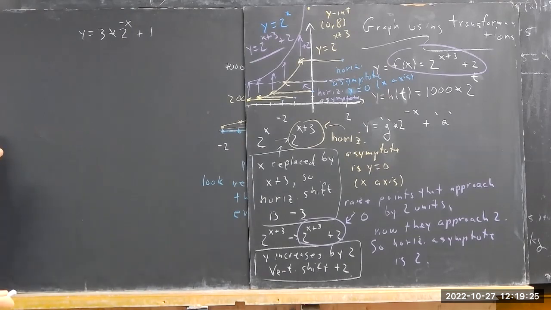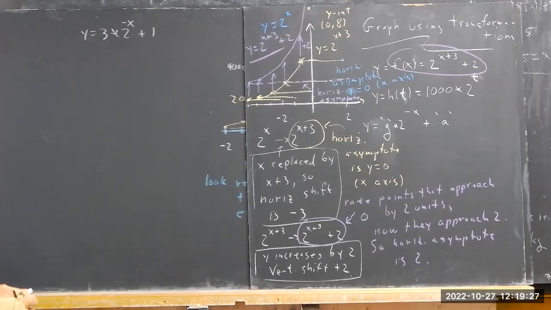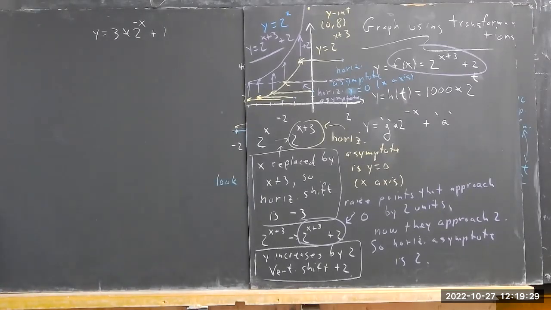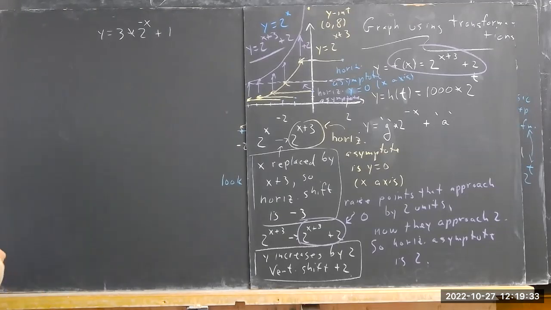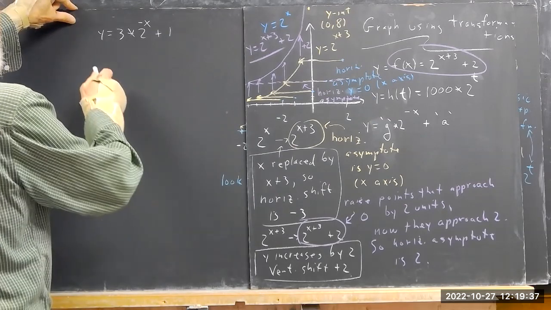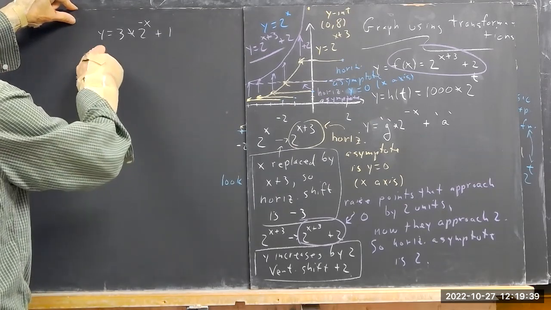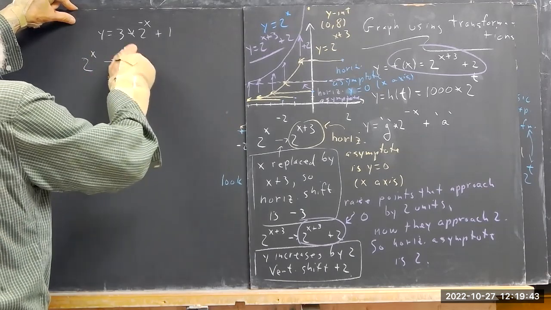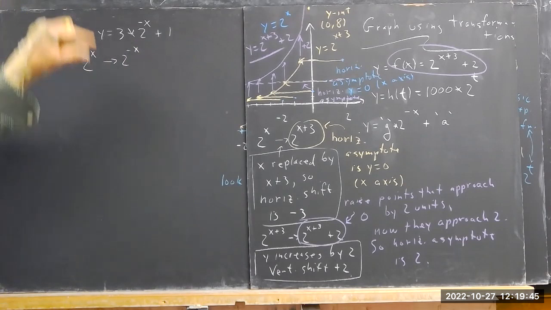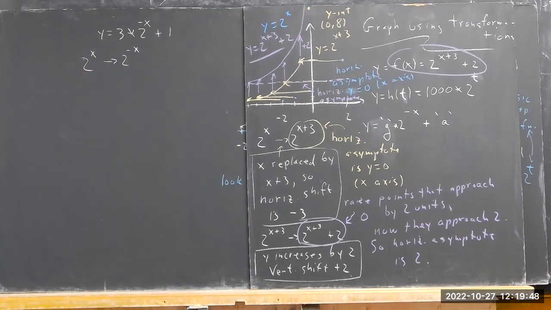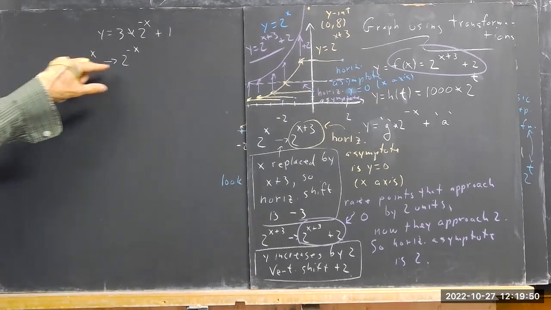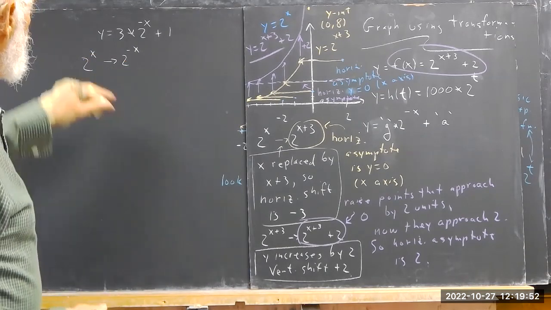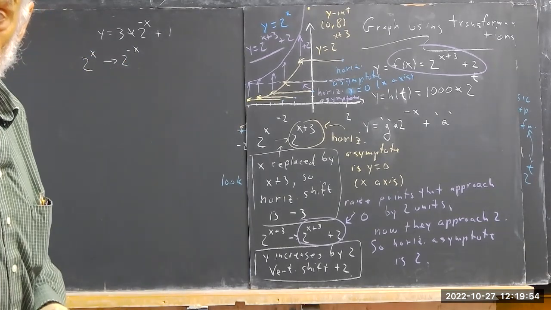And let me see how much more space I've got. Let's move a little bit. Okay. So 2 to the x begins by becoming 2 to the negative x. Okay. What does this do? Well, this is a reflection across the y-axis.